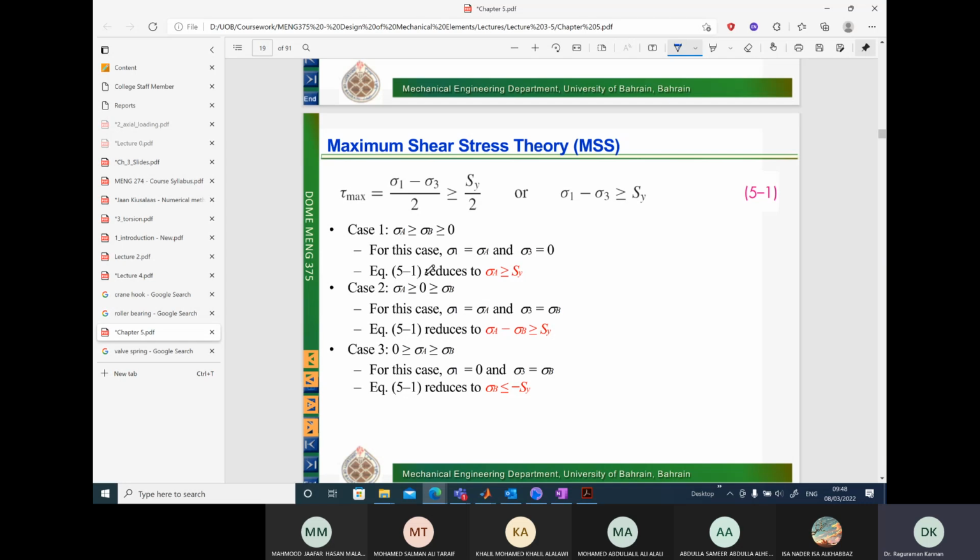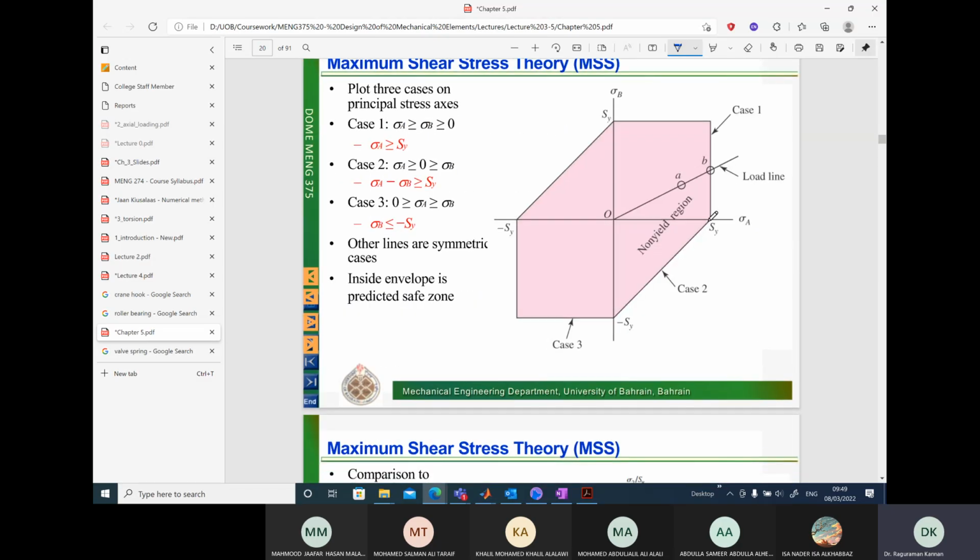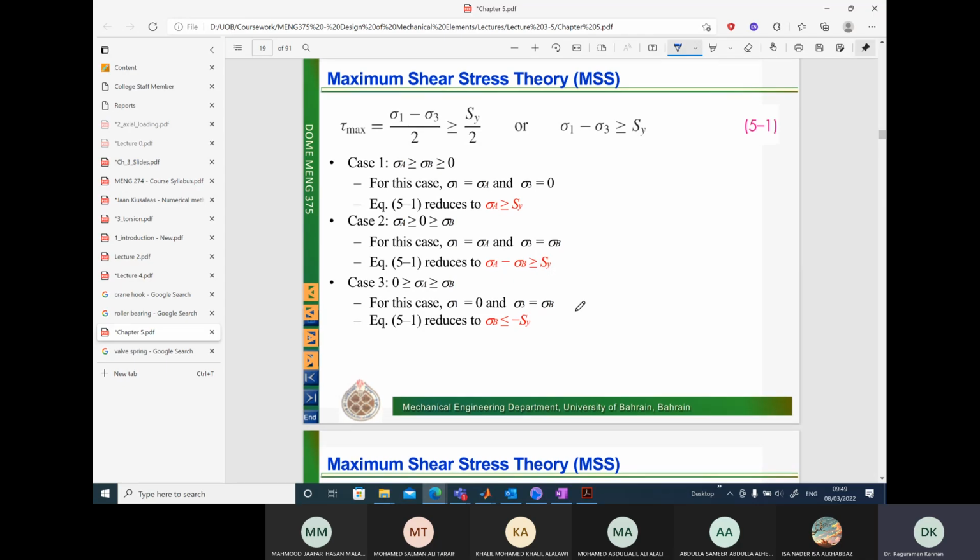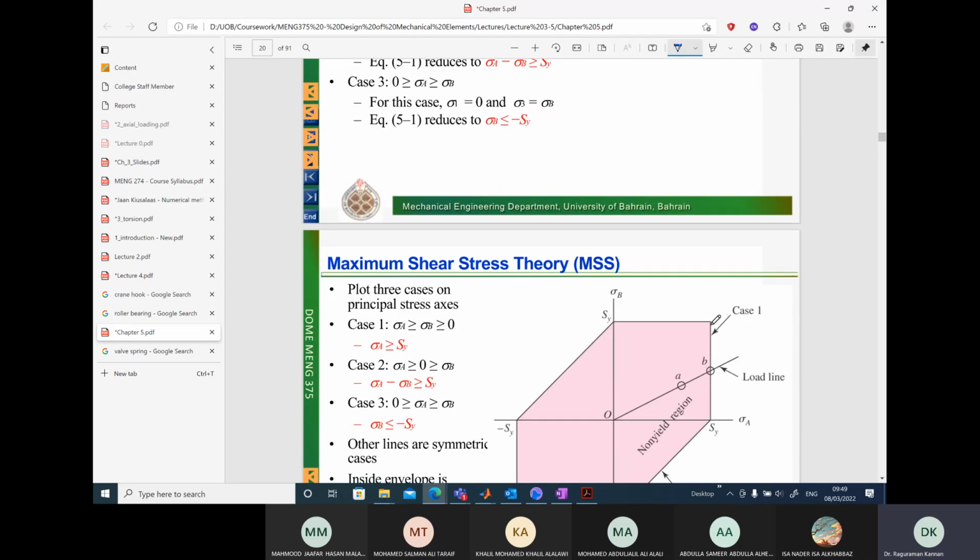Case 2, one of them is positive, the other is negative. In that case, we use this formula here: tau max greater than Sy over 2 for failure, or this quantity should be less than Sy in the case of no failure. Okay, so this is the equation here. What is the equation here for this slide? The first case, we have sigma A, exactly these 2 lines.